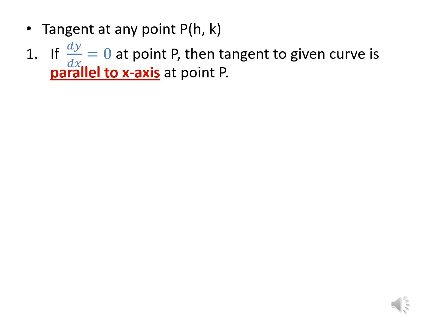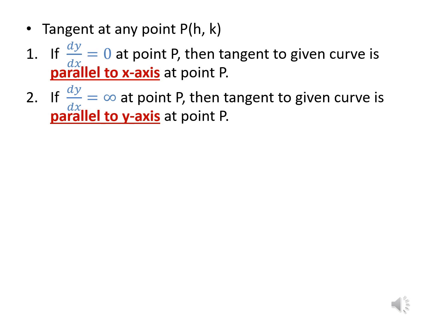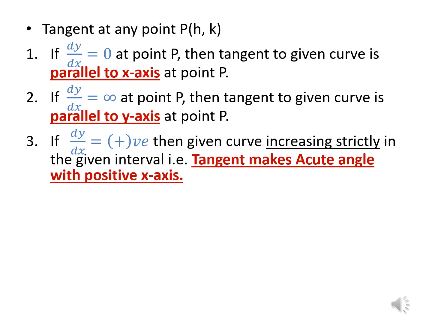Now, if you are getting at point P dy by dx equal to infinity, that means your tangent at point P is parallel to the y-axis. Now the third case, if dy by dx at point P is positive, that means your tangent line forms an acute angle with the positive x-axis.